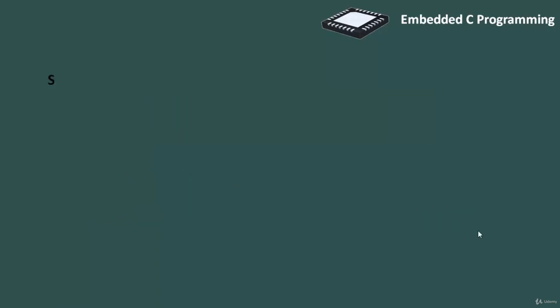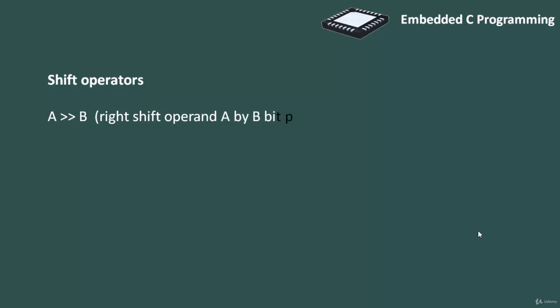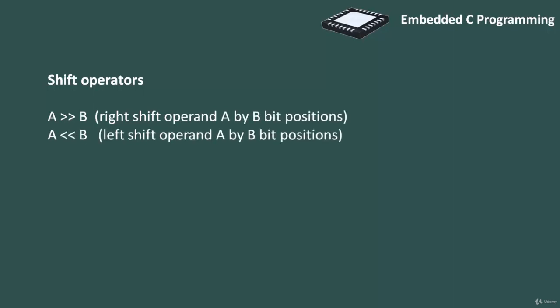Let's see what shift operators are. There are two types of shift operators present in embedded C. One is the right shift operator and the other one is the left shift operator. The right shift operator is denoted by this sign and the left shift operator is denoted by this sign.